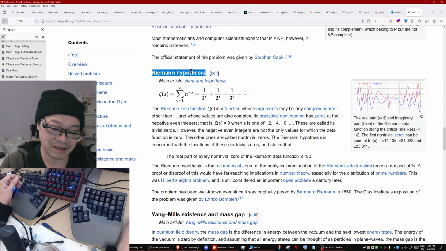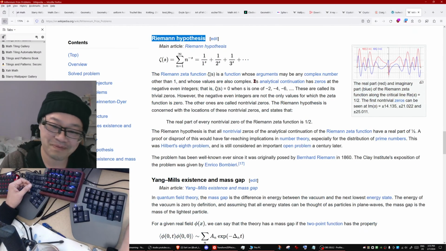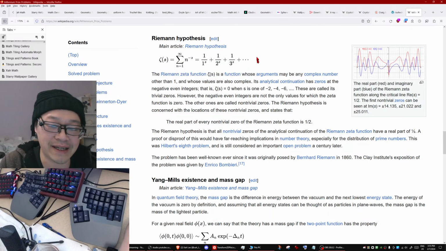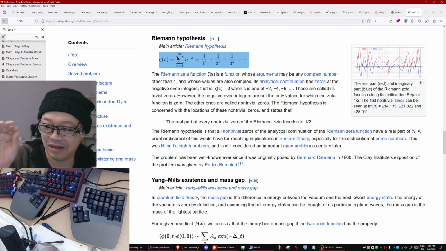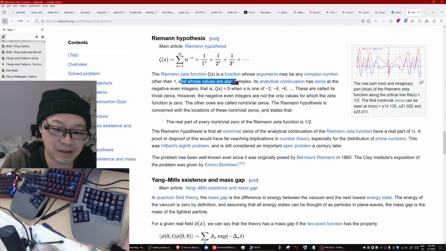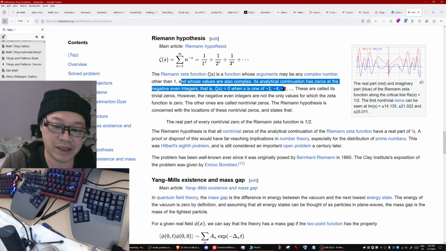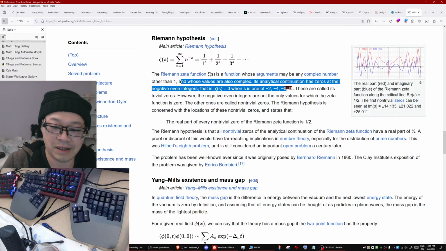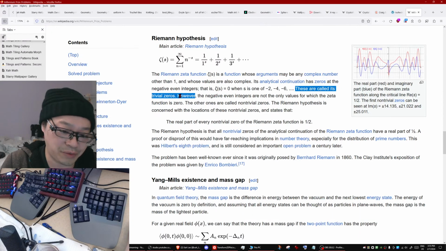Riemann hypothesis. Again, I understand the problem. The problem is to find the zeros. Prove that all zeros of this function lie on a line, something like that. The Riemann zeta function is a function whose arguments may be any complex number other than 1, and whose values are also complex. Its analytical continuation has zeros at the negative even integers: -2, -4, -6. When you give these numbers to this function, the result is 0. These are called its trivial zeros.